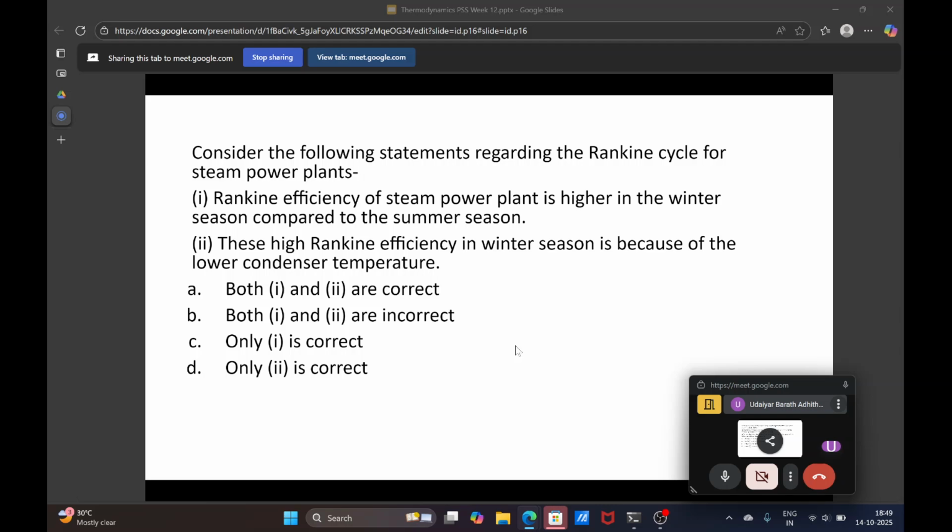Now we go and consider the following statements regarding the Rankine cycle for steam power plants. First is, Rankine efficiency of steam power plant is higher in the winter season compared to the summer season. And second, this high Rankine efficiency in winter season is because of the lower condenser temperature. So what are the options? Are both the statements correct or incorrect? So the answer is both are incorrect.